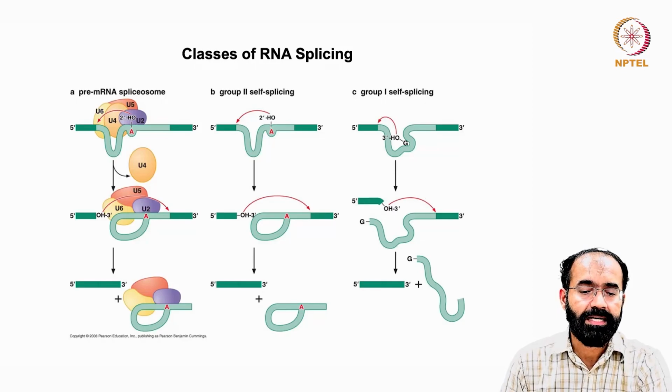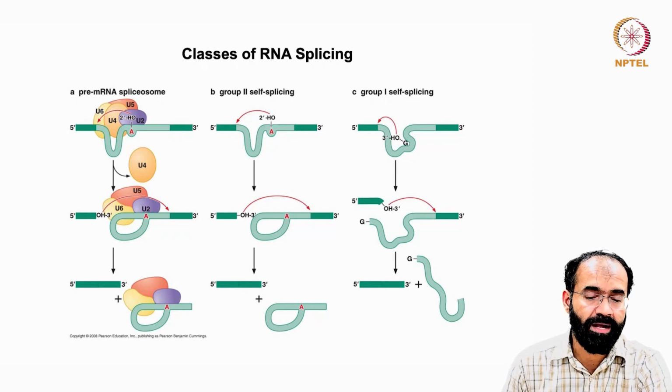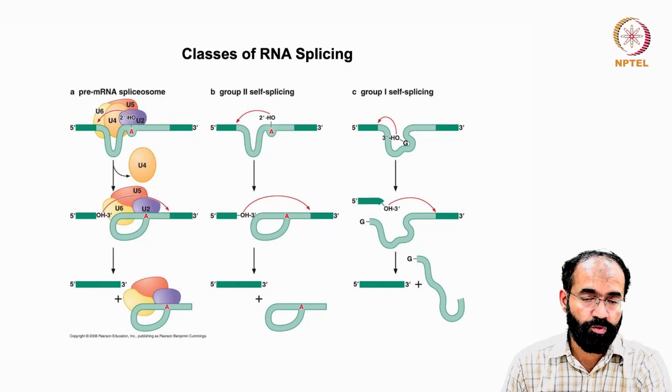So if you look into the different classes of RNA splicing, the same thing we discussed is seen in a pictorial manner. In pre-mRNA splicing, you have the spliceosome with U1, U2 snRNA, and this is the branch point, first trans-esterification, second trans-esterification, and spliced exons, and the post-splicing complex with the intron will be released.